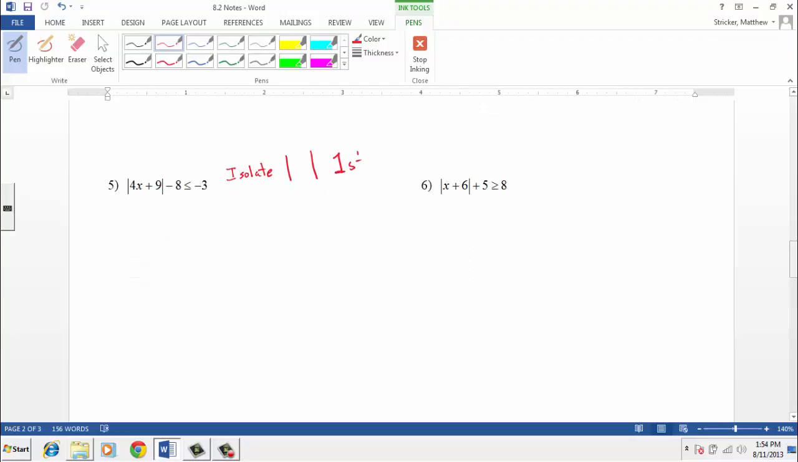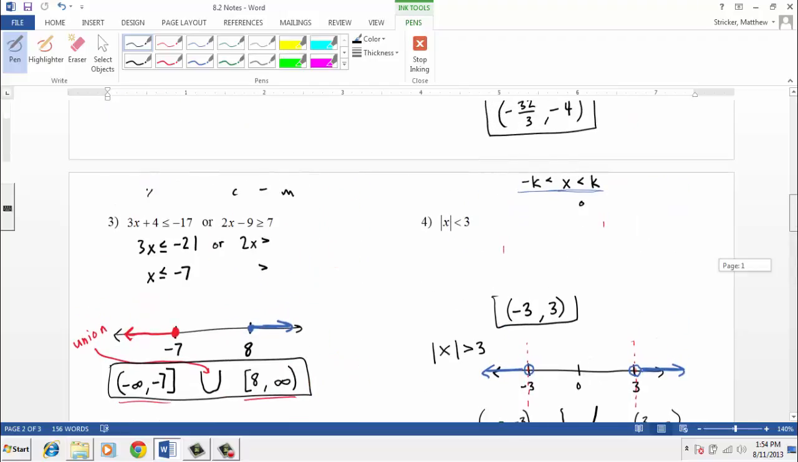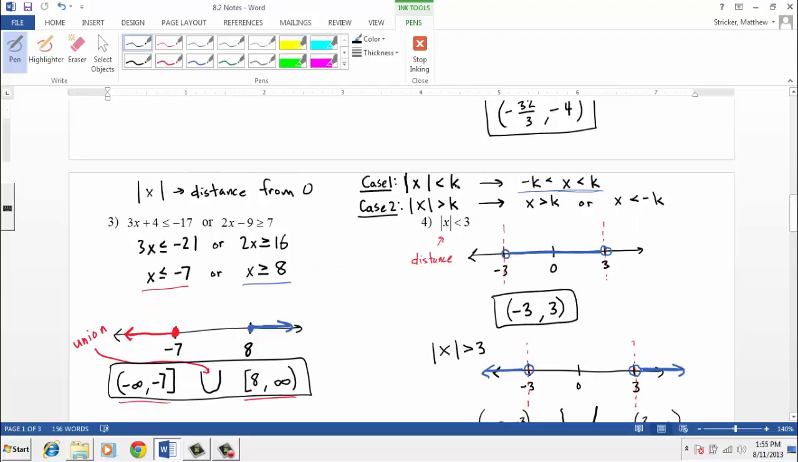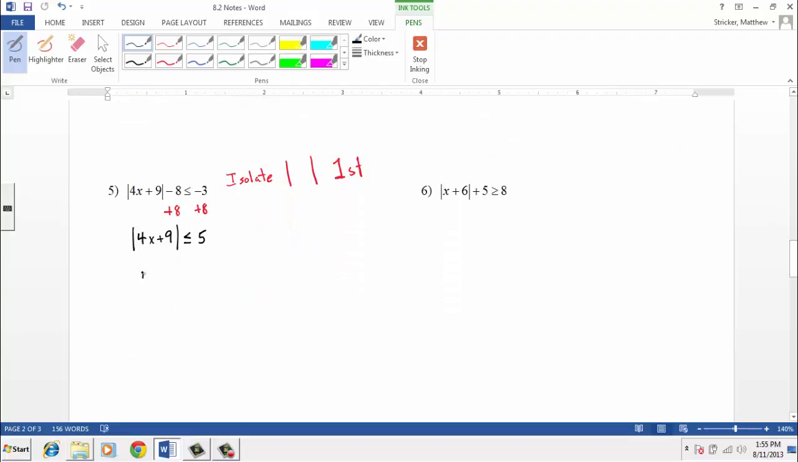So what I'm suggesting is that in this first problem we need to add 8 to both sides, which makes this look like the absolute value of 4x plus 9 is less than or equal to 5. Now, that means that this is really an example of case 1. We have a less than, which means it's one of those double inequality ones. It's this stuff, the 4x plus 9, is between 5 and negative 5.